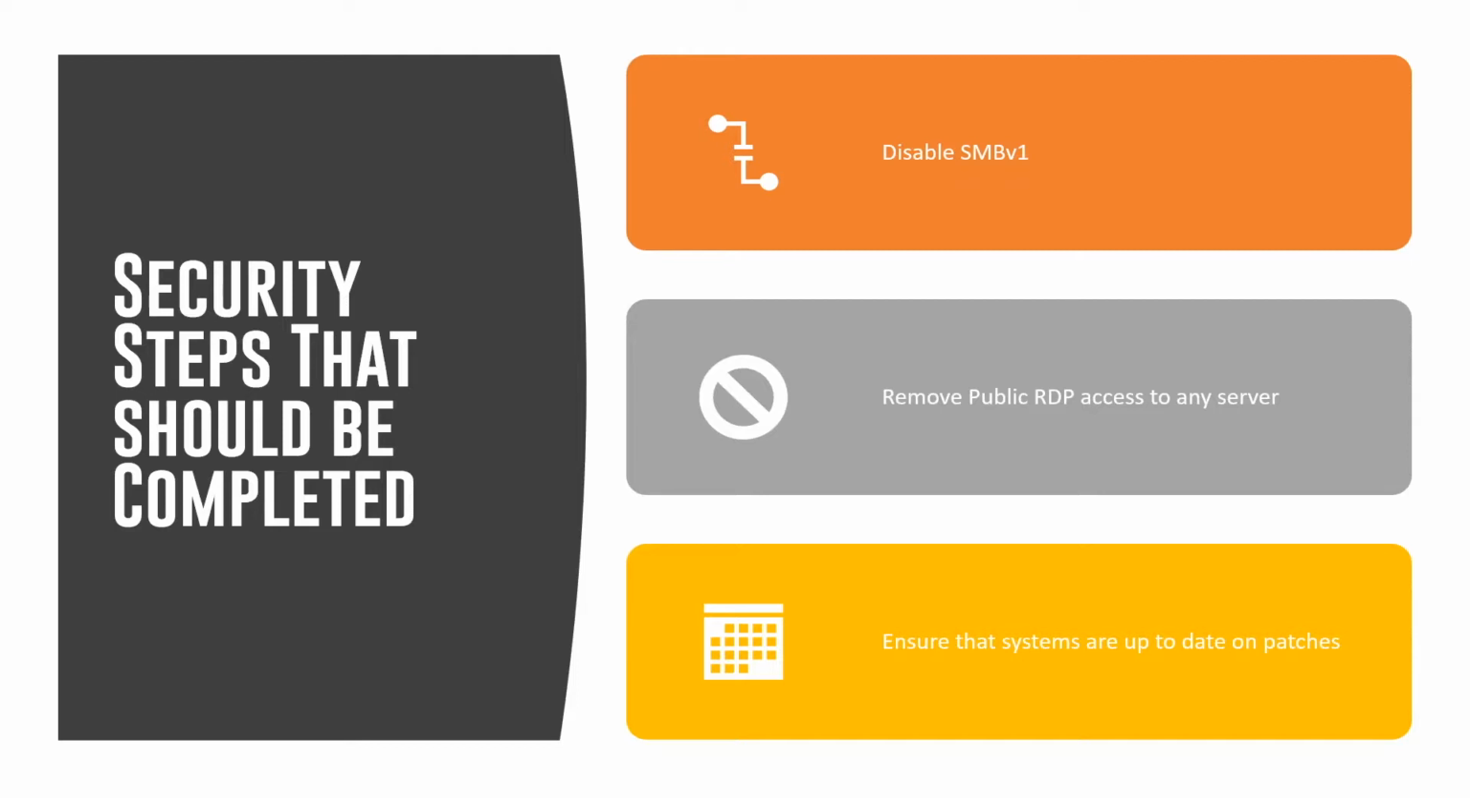So native, plain old 3389, or if you're being cute and incrementing the port number, doesn't matter, still using RDP, then that public access needs to be removed.